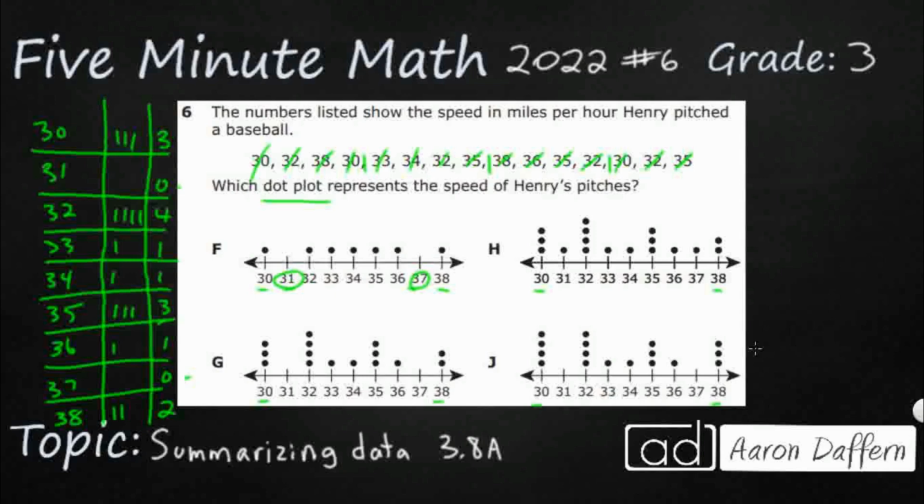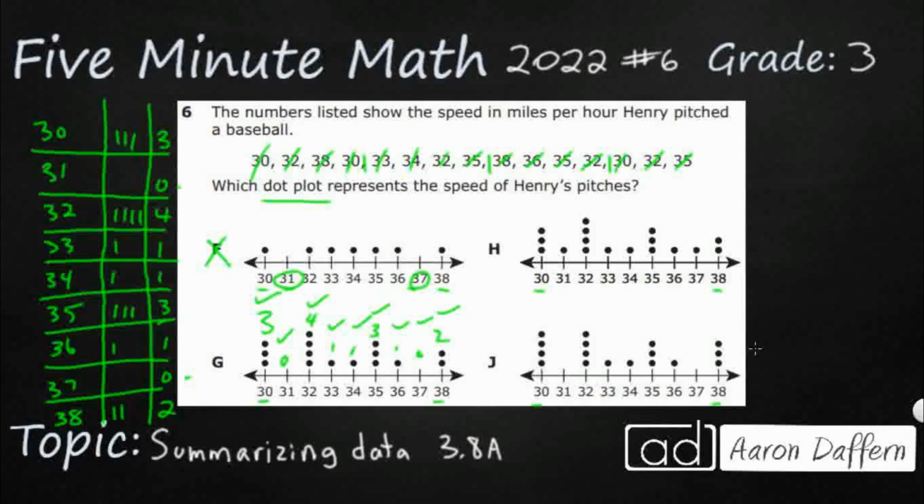You need to put a dot for each time that number shows up, and 30 is 3 times, 32 is 4 times. So F is wrong. Let's check G. Okay, so I've got 30 3 times. That's good. 31 at 0. That's good. 32 at 4 times. Yep. 33 and 34 at 1 each. 35 at 3. Check, check, check. Okay, G looks good.